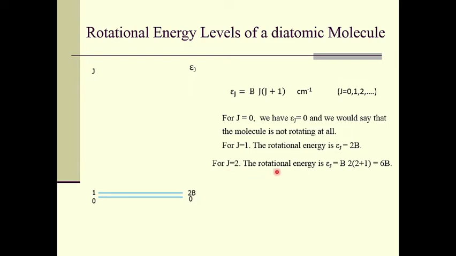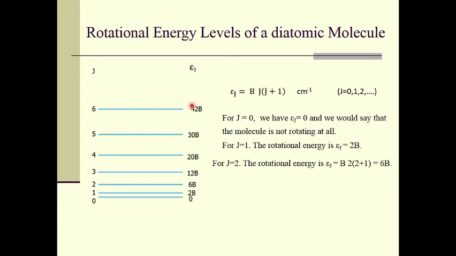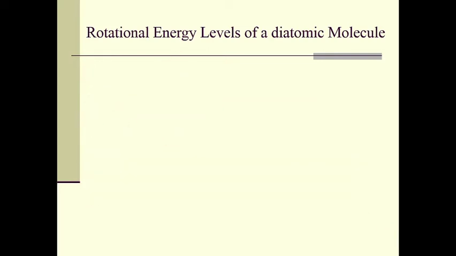And for J is equal to 2, the rotational energy is epsilon j is equal to B into 2 into 2 plus 1. So we put J is equal to 2 here and we get 6B, and the corresponding energy level we can plot here. For J is equal to 3, we have 12B, for J is equal to 4 we have 20B, and J is equal to 5 we have 30B, and so on. So we can plot the energy levels for different J. These are our energy levels.